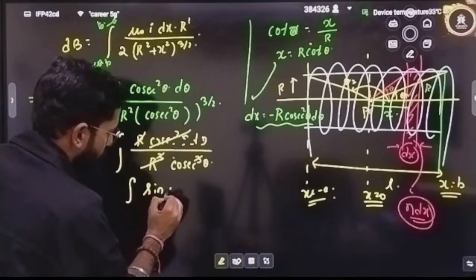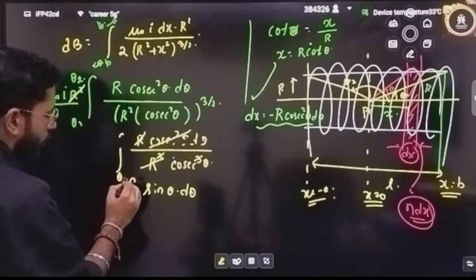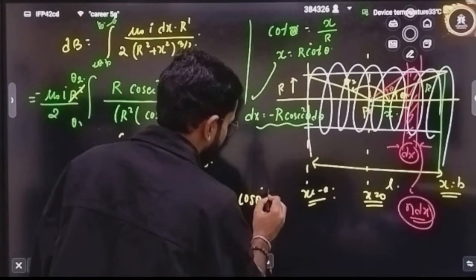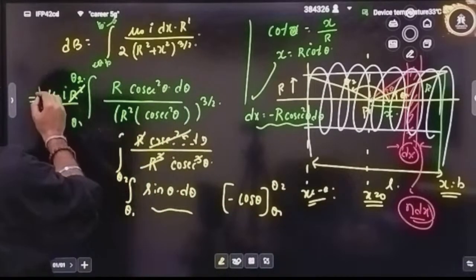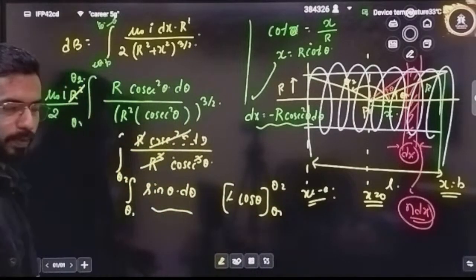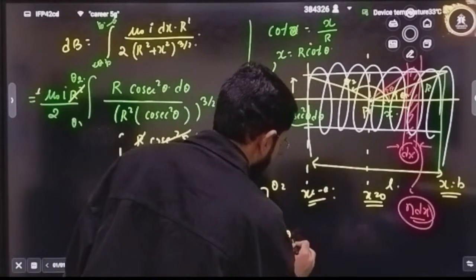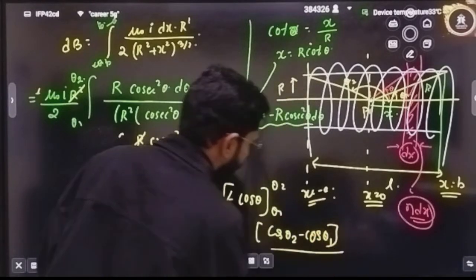Now it is a very simple, good, cute integration: sin theta d theta from angle theta 1 to theta 2. What is the integration of sin theta? It is equal to minus cos theta, from theta 1 to theta 2. Take that minus out, and can I say this minus and this minus are going to cancel out. So finally, what you will be getting inside is cos of theta 2 minus cos of theta 1.